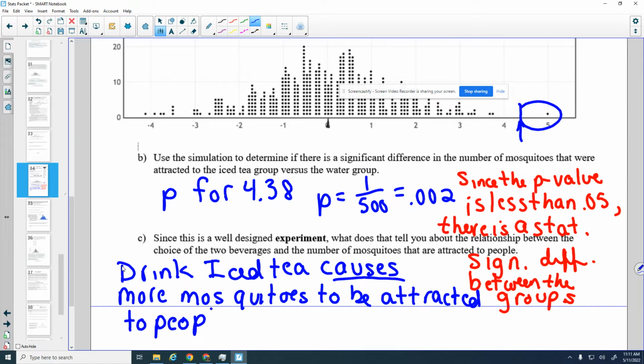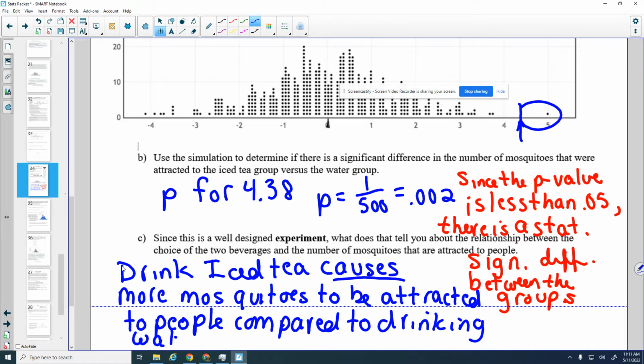and we can say compared to drinking water. I kind of wish when I'd written this I put the compared to drinking water first. Compared to drinking water, drinking iced tea causes more mosquitoes to be attracted to people, but it still gets about the gist of that problem. So we're going to look at two more situations.